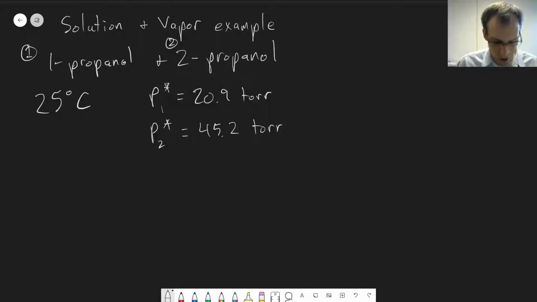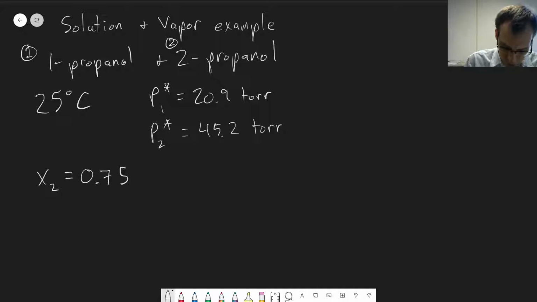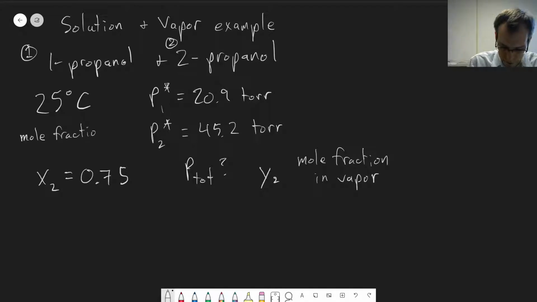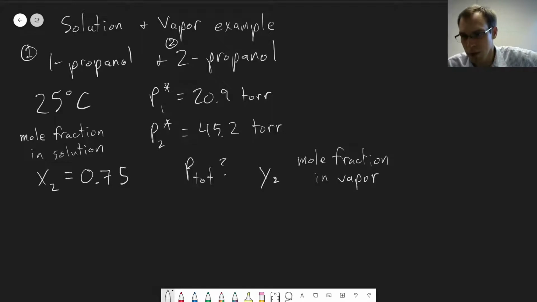And so let's say that we know we have a solution that has a mole fraction of 0.75 in component 2, in this case 2 propanol. So 75% of the molecules are 2 propanol, 25% are 1 propanol. What's the total vapor pressure, and what is what we'll call Y2? This is the mole fraction in the vapor. X represents the mole fraction in the solution. Okay, and so we have all the information we need.